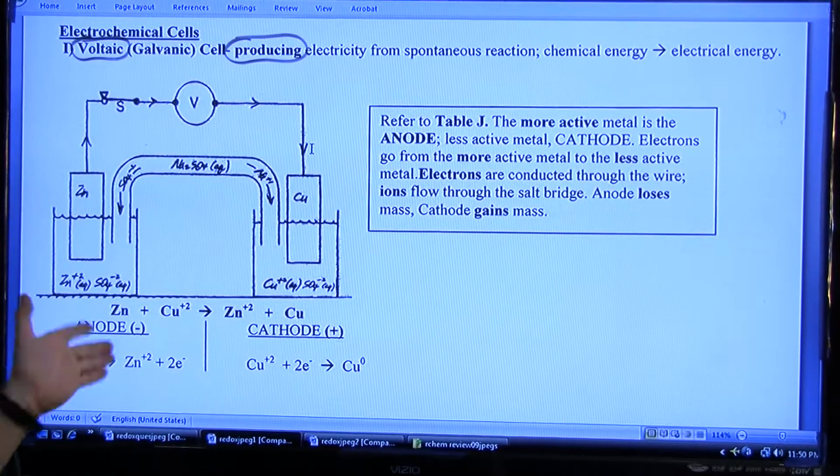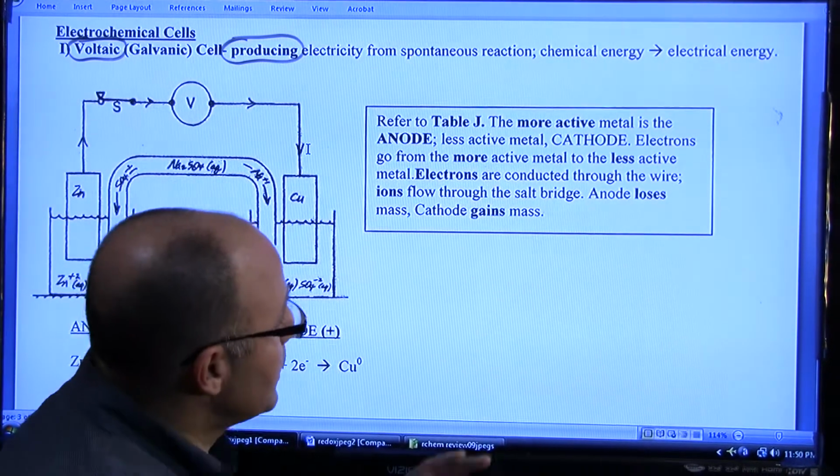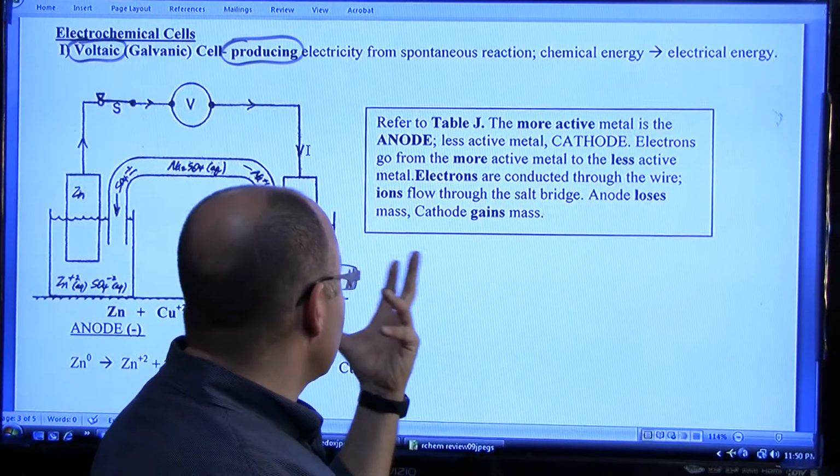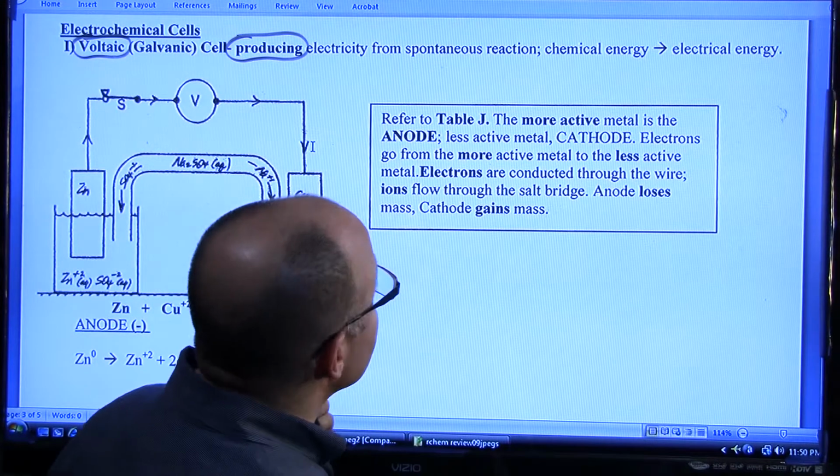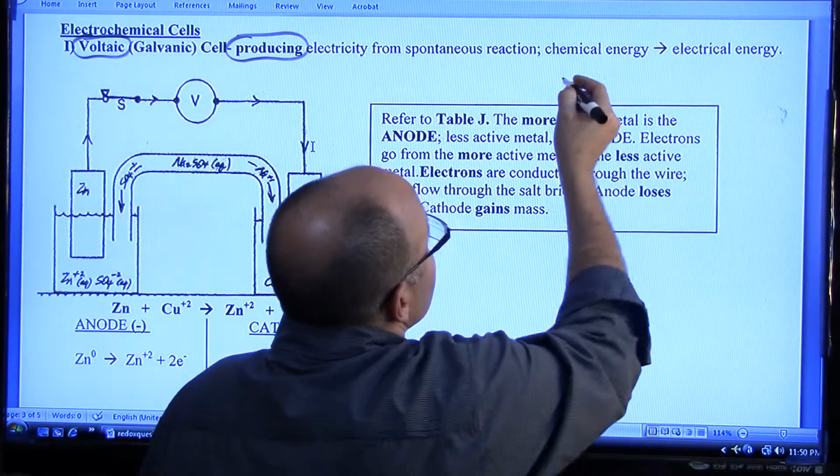And since we're producing electricity here, what we say is chemical energy or potential energy that's stored in the reactants is converted to electrical energy.